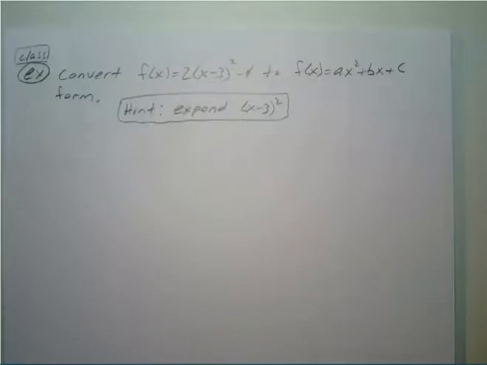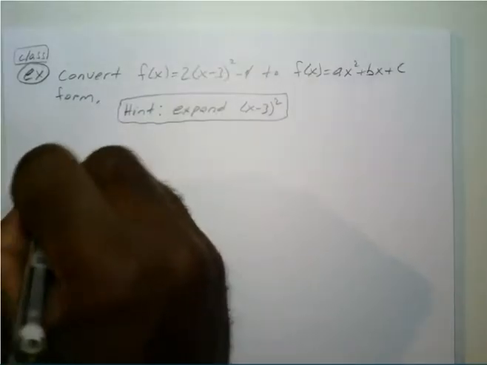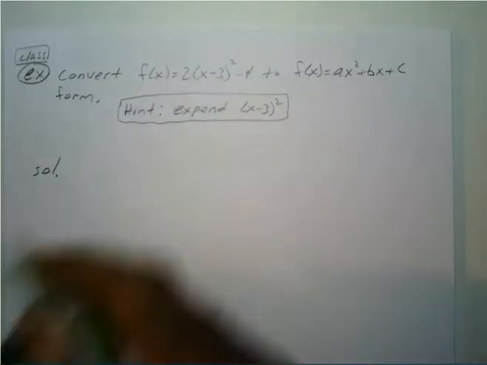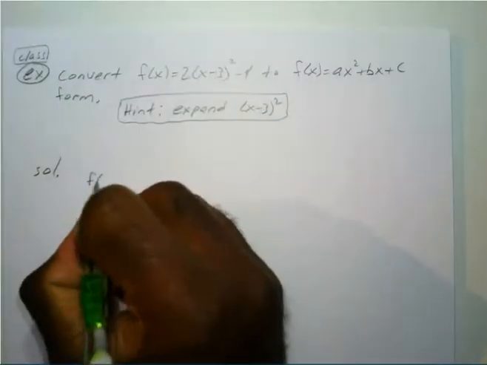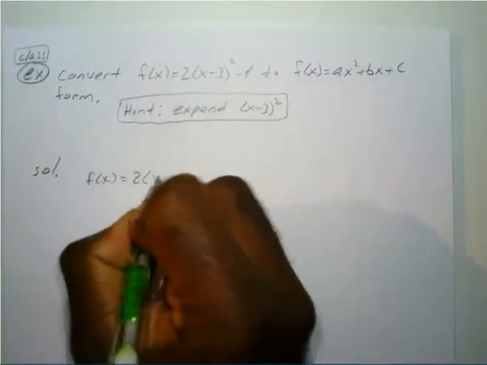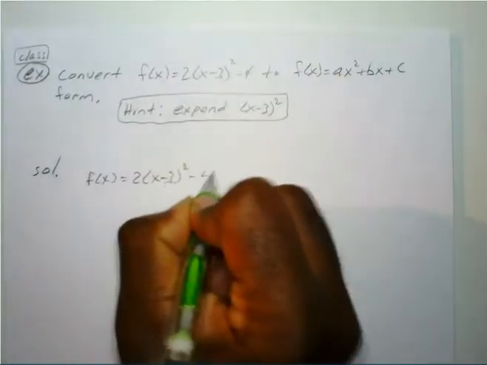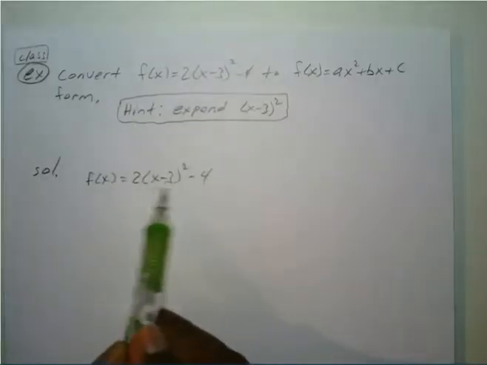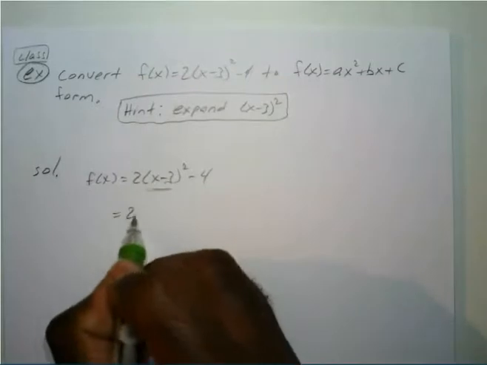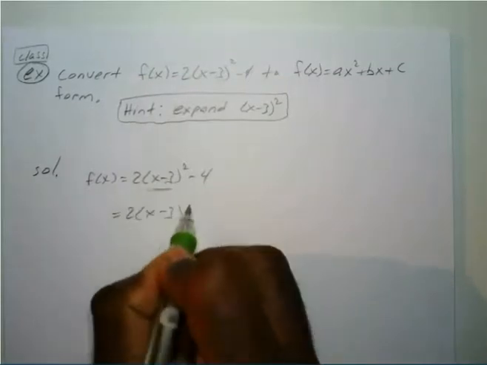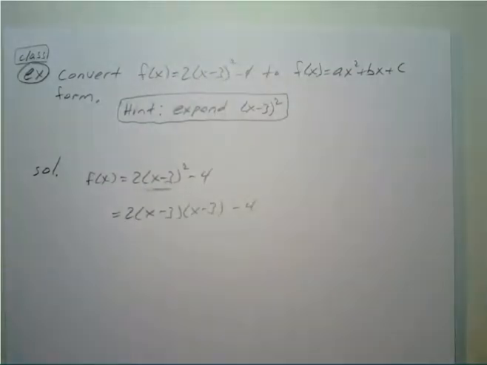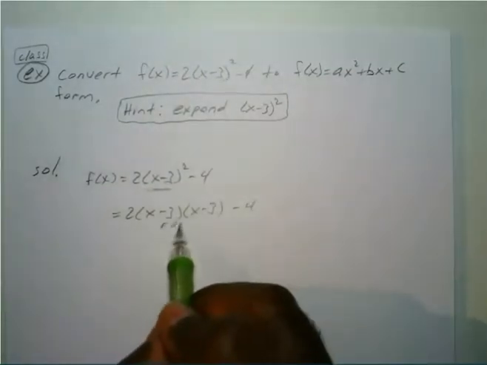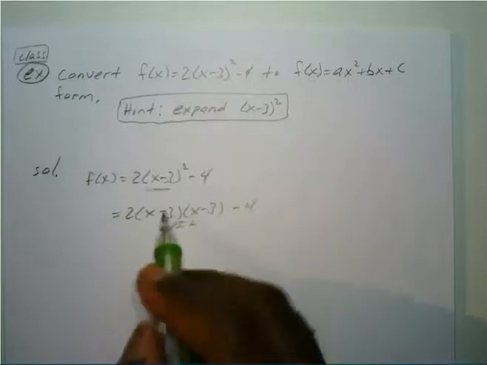All right, so I'm assuming you've pressed pause, so let's go ahead and verify your answer. You have f of x equals 2 times x minus 3 squared minus 4. We're going to expand that part. So you have 2 times x minus 3 times x minus 3, minus 4. And then we're going to FOIL these two factors.